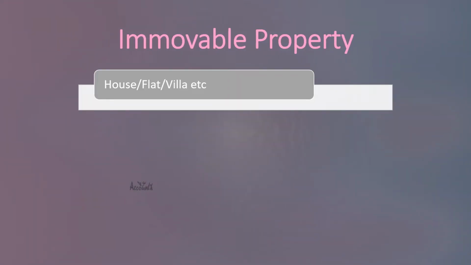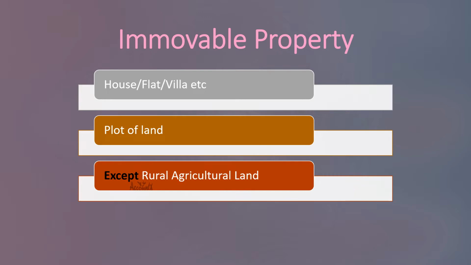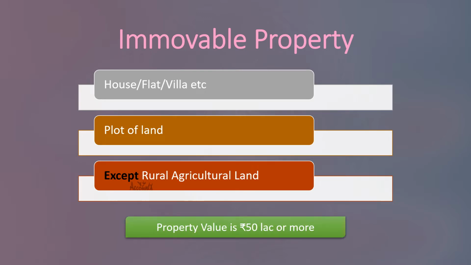Here, immovable property can be a house, flat or villa or a plot of land except rural agricultural land where the property value is rupees 50 lakh or more. In other words, if you buy an agricultural land in a rural area or if the value of the property is less than 50 lakh, then you don't have to deduct and pay this tax. Let's now see how the value of the property is computed.